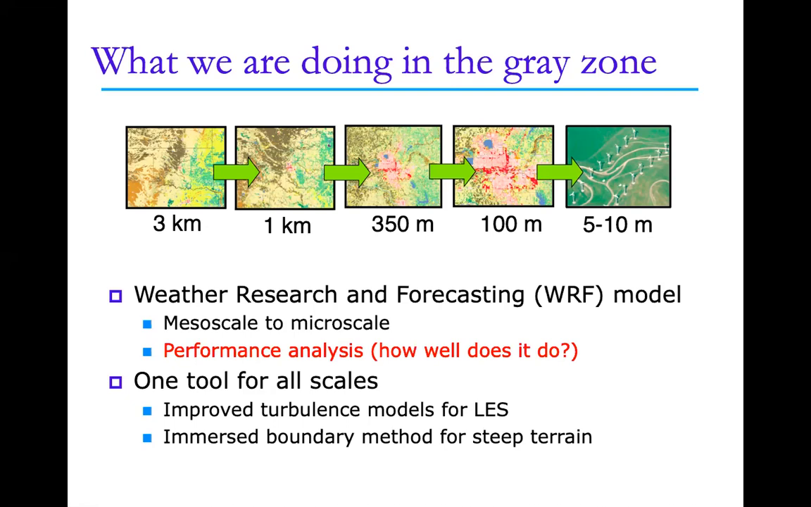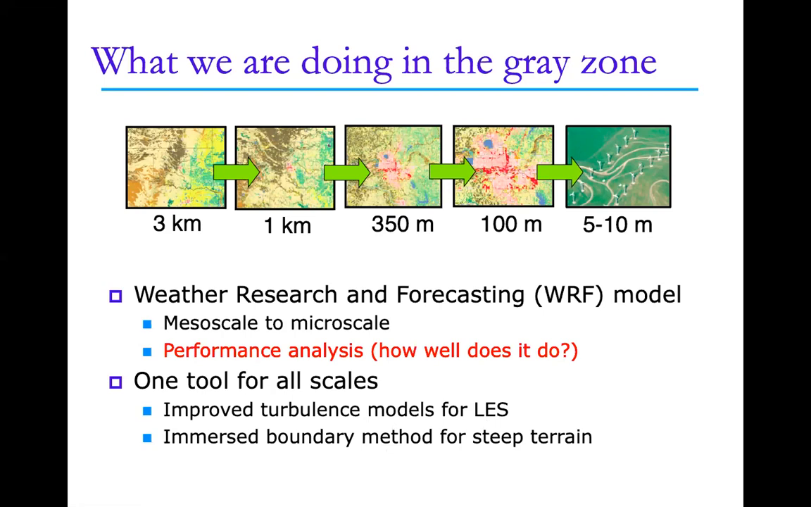So some of it's just going to be like, can we quantify what's going on there? Is it doing a good job or not? And ultimately, our goal is to develop a model that will work for all scales. And the approach that we're taking to do this is to improve the turbulence closures that are used, drawing from large eddy simulation and applying those across the gray zone. And then in terms of topography, looking at the immersed boundary method at certain resolutions.